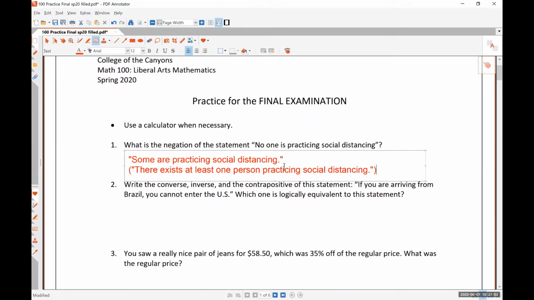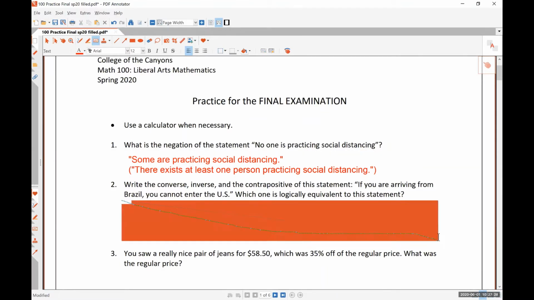All right, again, the negation of no one is practicing social distancing is not everyone is practicing social distancing. You don't have to prove that. In order to negate this claim, no one is practicing social distancing, all you need to provide is one counterexample, namely at least one person practicing social distancing. All right, so that's number one.